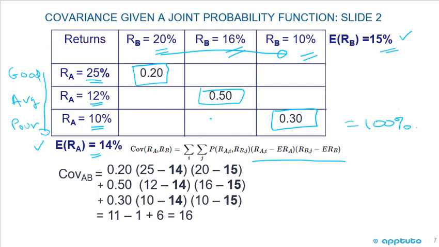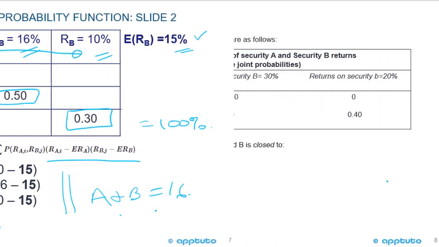Plus 0.5 times the return for A minus the expected return for A times the return for B minus the expected return for B, plus 0.3, we're on this row now, times the return for A minus the expected return for A times return for B minus the expected return for B. So it's actually quite easy. So that's going to equal 11 minus 1 plus 6. So the covariance, given a joint probability function, the covariance between A and B equals 16.